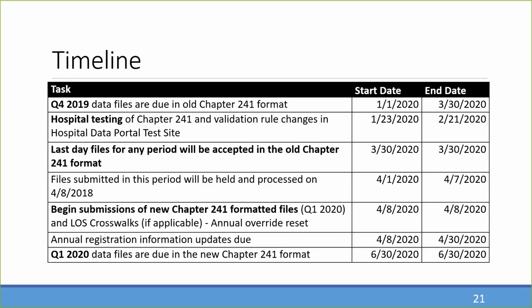So from April 1st through April 7th, files submitted will not be processed during this transition. We'll continue to accept files if you're ready to submit your files in the new format, but we will not be validating them until April 8th. And then the official start date for submissions to begin in the new layout and the submission of the LOS crosswalk will be April 8th, and that's also when the annual override resets will occur. As I mentioned, the annual registration information updates are expected to be completed by the end of April.